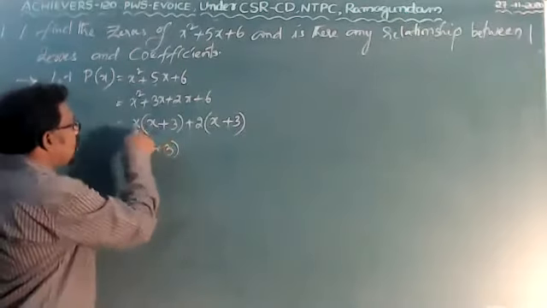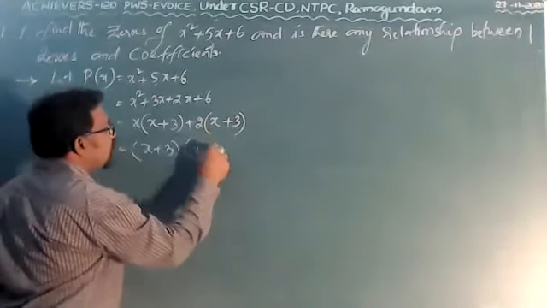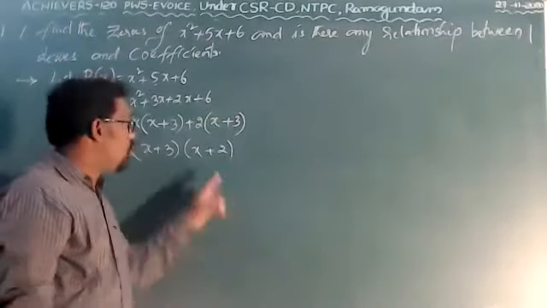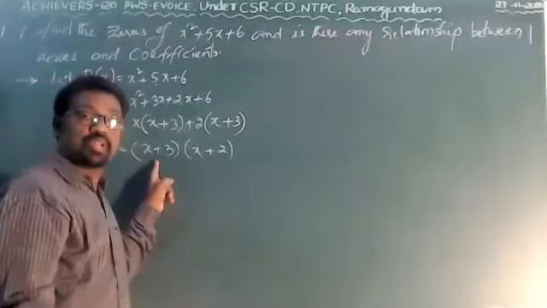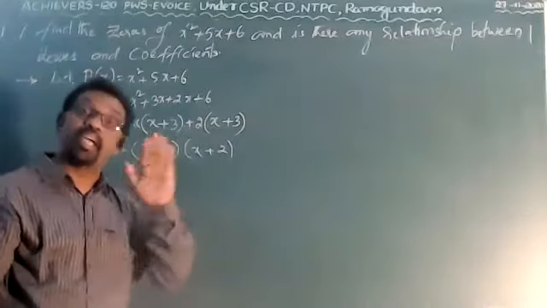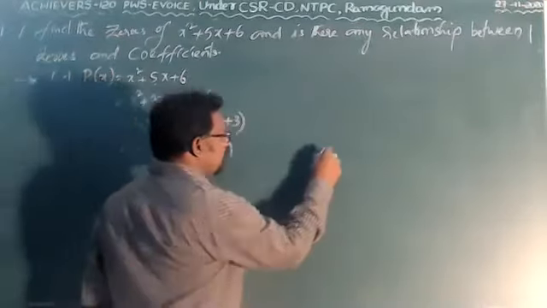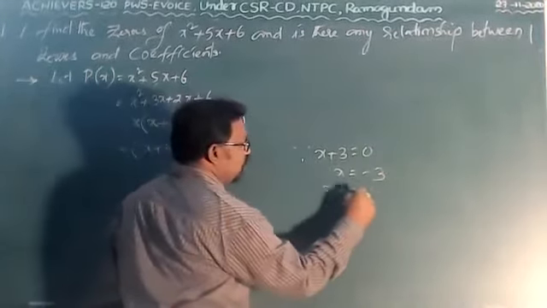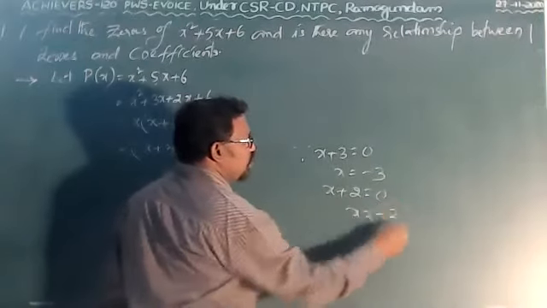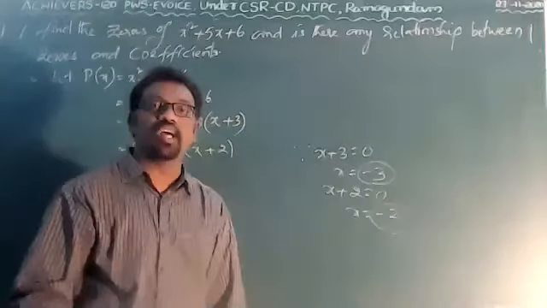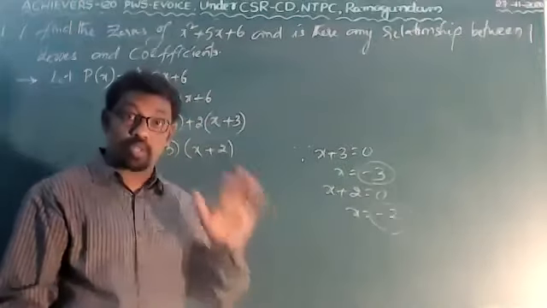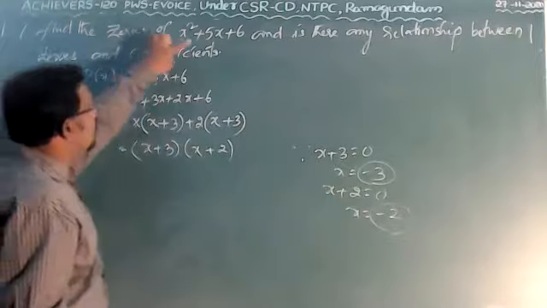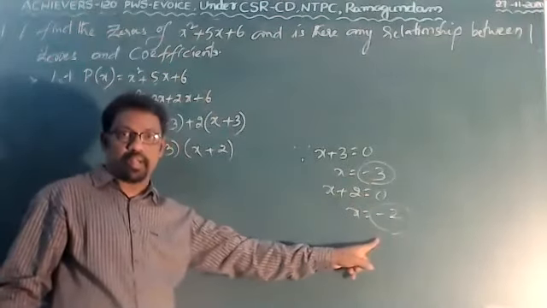x plus 3 is taken out. What is left here? x. What is left here? 2. So these are the two factors. From this, x plus 3 equal to 0 gives x equal to minus 3. Same like that, x plus 2 equal to 0 gives x equal to minus 2. These two are called zeros of the polynomial. So zeros are minus 3 and minus 2.